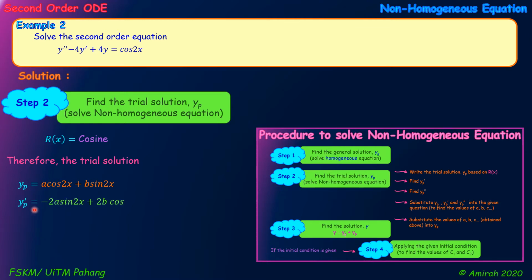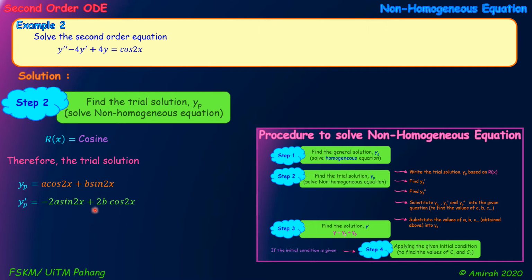Alright, so when we differentiate, we still have constant A here, and then we differentiate cos 2x, we get negative sin 2x, and then we differentiate 2x here, so we get 2 here, we put in front. So we get negative 2A sin 2x. And then when we differentiate B sin 2x, we still have constant B here, and then we differentiate sin 2x, we get positive cos 2x. Then we differentiate angle 2x here, so we get 2 here.